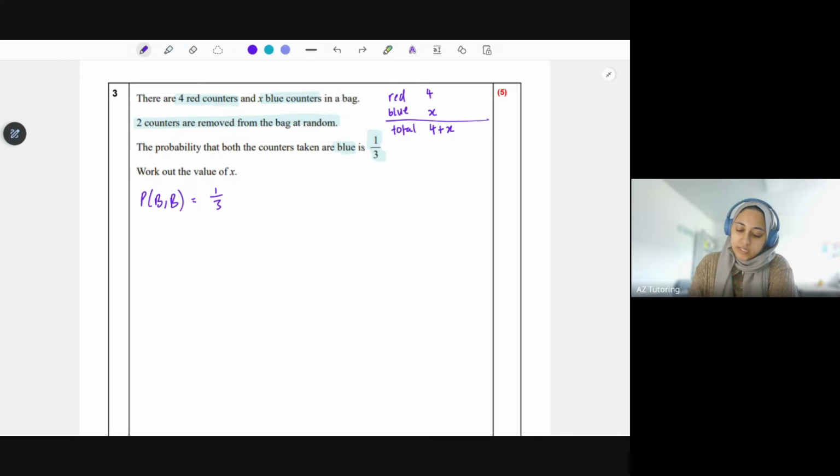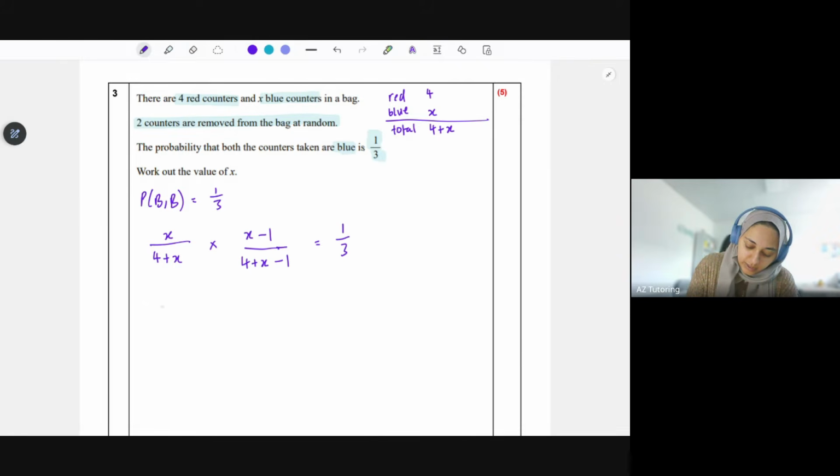So the probability the first one will be blue is x out of the total, which is 4 plus x. Now, the probability the second one's going to be blue: since the counter is not being put back into the bag, we've got 1 less blue counter. So we don't have x amount of blue counters, we've got x minus 1. With the total, we no longer have 4 plus x as a total. We've got 4 plus x minus 1. So we've got 1 less total now as well. And that just equals 1 over 3.